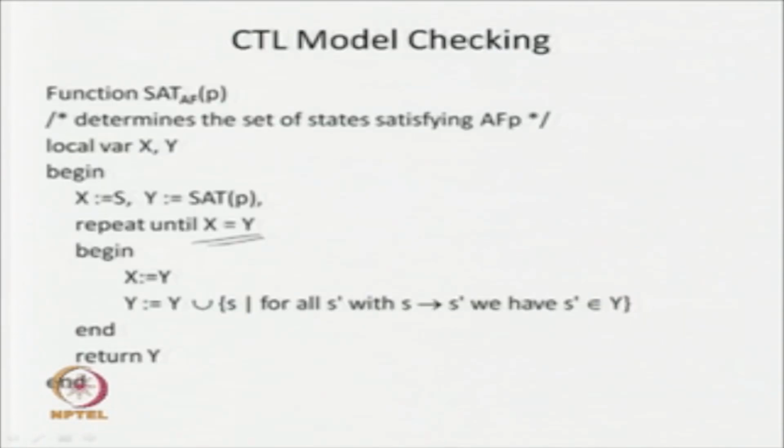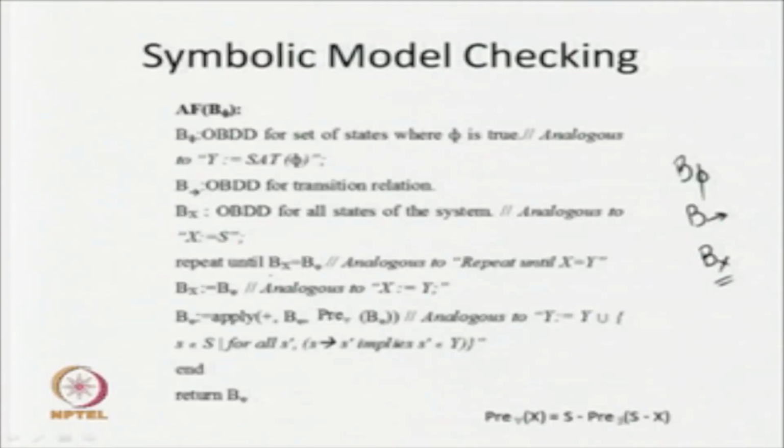Now, we are going to repeat this particular procedure the way we did in the previous case, repeat until X is equal to Y. We repeat this until B x is equal to B y. B phi is assigned to B x, which means we are keeping the previous information. Now, we are going to use this apply plus operation, because whatever we have, we are going to perform the union with some new states. Now, what are the new states coming? This is basically union, and union is performed by this plus operator.